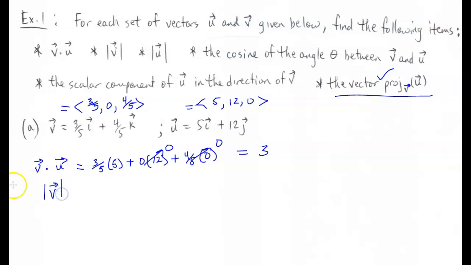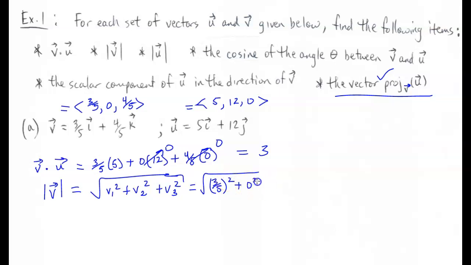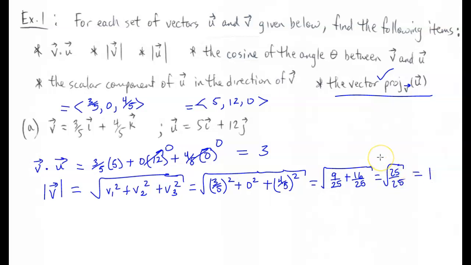Next, we need to figure out the magnitude of v and the magnitude of u. So we're asked to do that here. So the magnitude of v is just going to be the square root of v1 squared plus v2 squared plus v3 squared. And of course, our v1 here is going to be 3/5. So that's just going to be 3/5 squared plus v2, which is 0 squared, plus v3, which is 4/5 squared. And if we work that out, well, we get 9 over 25 plus 16 over 25, which ends up being square root of 25 over 25, which is just 1. Okay, so we see that v in and of itself is a unit vector.